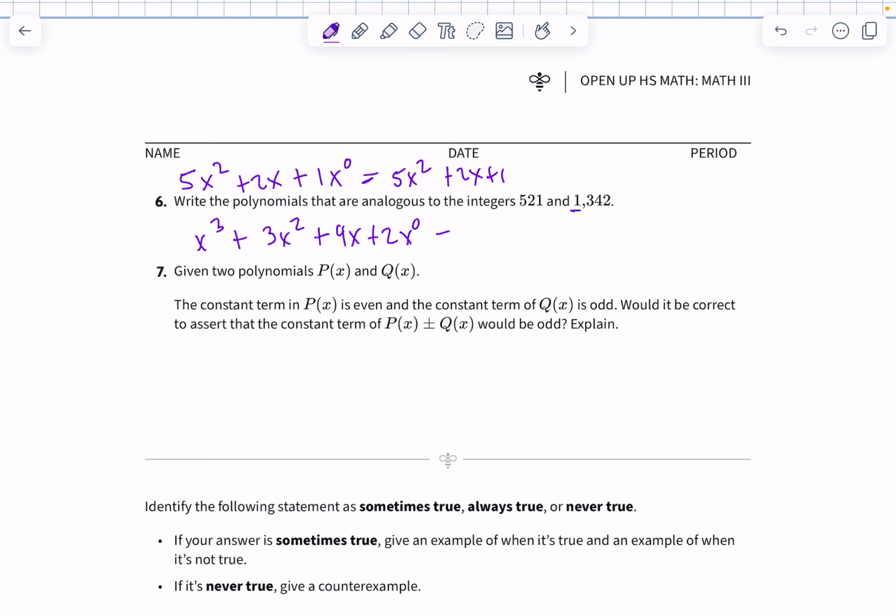Well, x to the 0, which is just equal to x cubed plus 3x squared plus 4x plus 2, okay? That's kind of how we should be thinking about those in terms of polynomials.